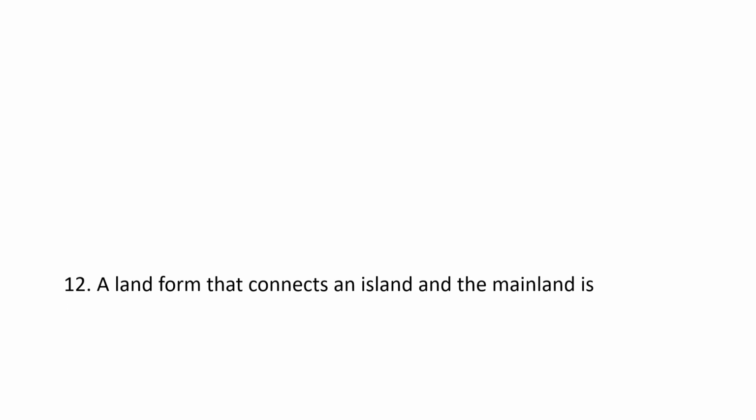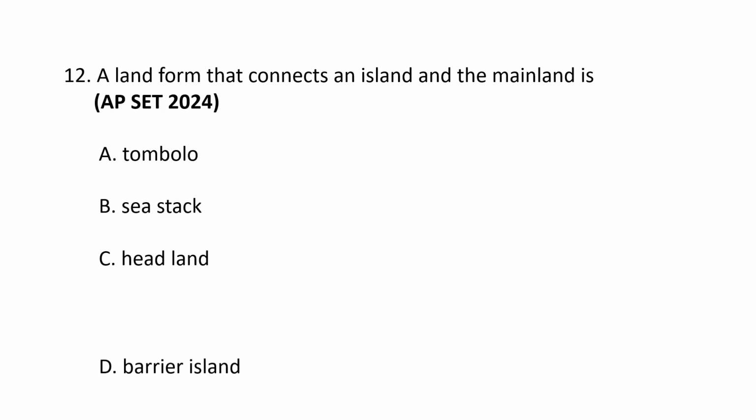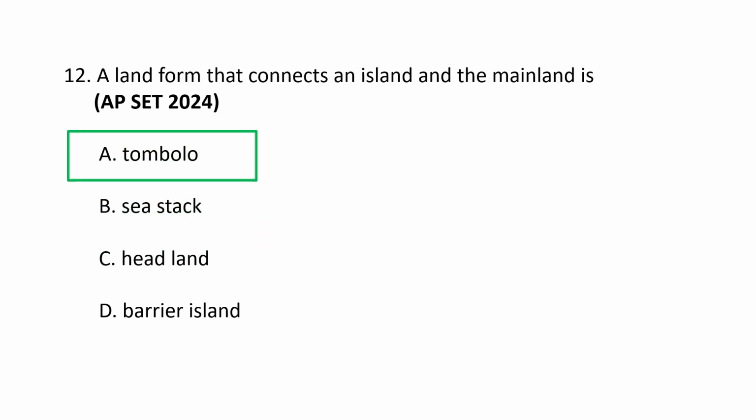Next question. A landform that connects an island and the mainland is A. Tombolo, B. Sea stack, C. Headland, D. Barrier land. The correct option is A. Tombolo.